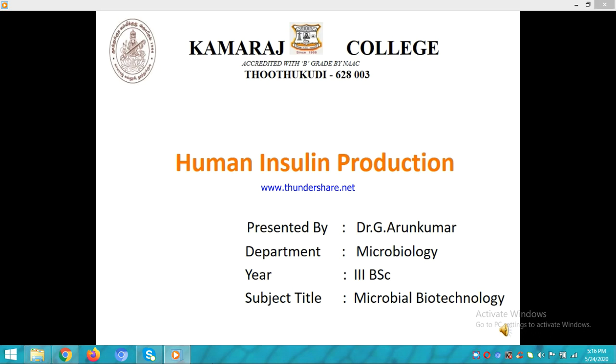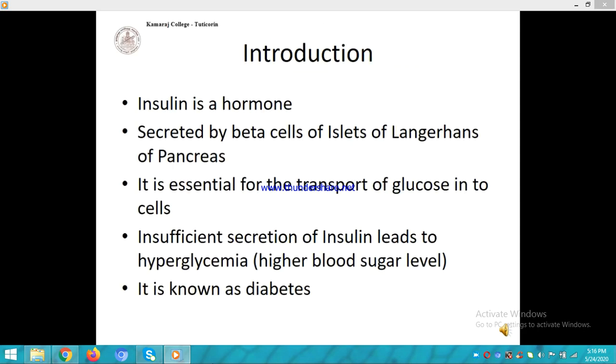So this human insulin is actually a hormone. This hormone is very essential to maintain the blood glucose level. Insulin plays a very important role in maintenance of blood glucose concentration. If the blood glucose concentration is high, then what happens? Insulin induces the cells to take up the blood glucose.